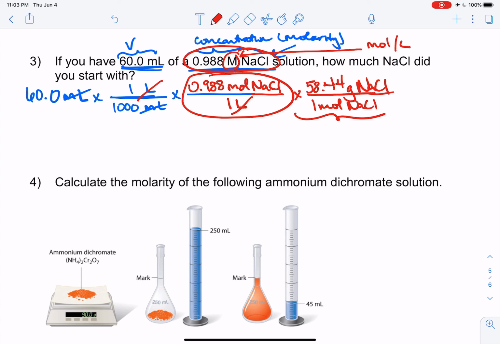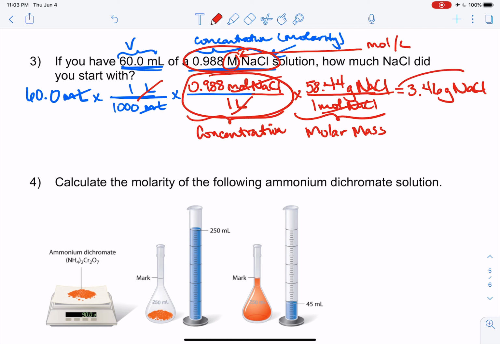This conversion factor right here is relating grams to moles or moles to grams. So what is that conversion factor called? That is your molar mass. That's your molar mass for sodium chloride. This conversion factor right here is your concentration. Okay. All right, so moles of sodium chloride cancels out. You guys do this calculation, and what you're going to get is 3.46 grams of sodium chloride. There's your answer right there.